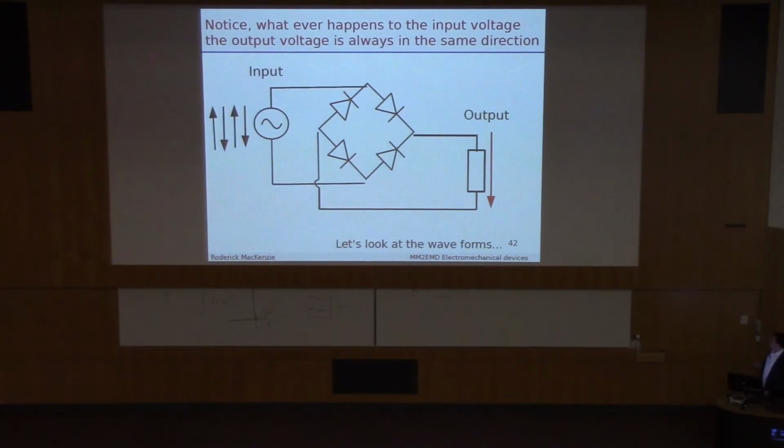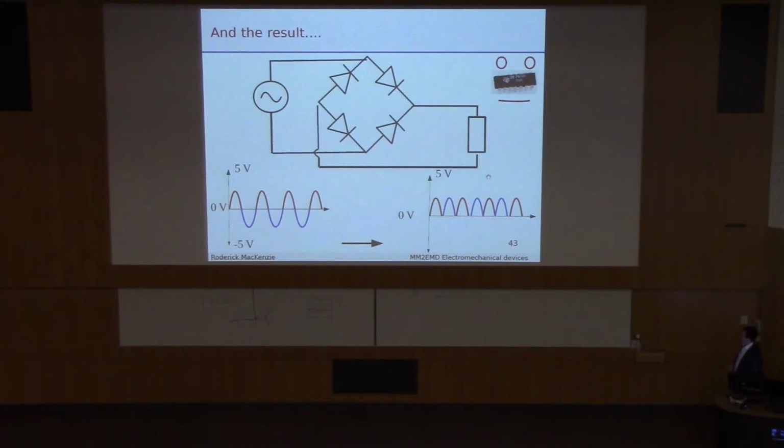So that's all very good. No matter what happens on the left-hand side, we always get current flowing through the load one way. And the result is we have a bumpy voltage, looks like lots of hills, applied over our load. And our chip's semi-happy. It's not super unhappy.